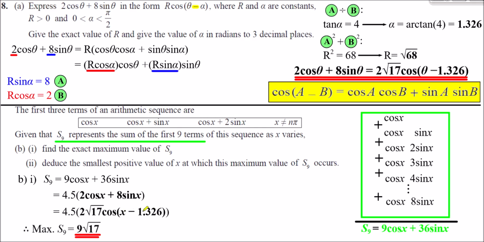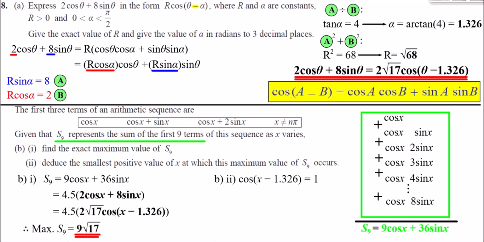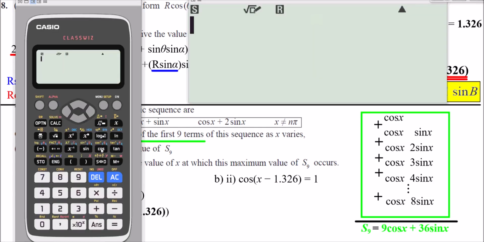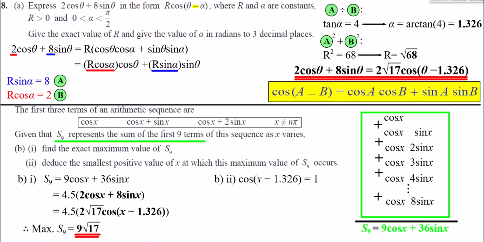So if I set x minus 1.326 to be equal to 0, quite clearly x would have to be equal to 1.326. Do feel free to use your calculator though. If I were to do cos minus 1 of 1, which can't hurt, cos minus 1 of 1 is 0. So therefore, x minus 1.326 needs to equal 0. Adding 1.326 to both sides, it's going to be at a maximum value when x itself is 1.326.